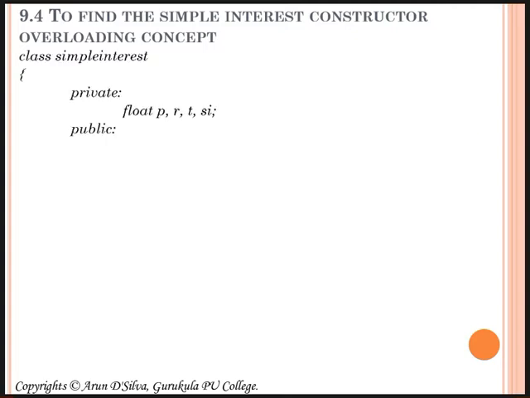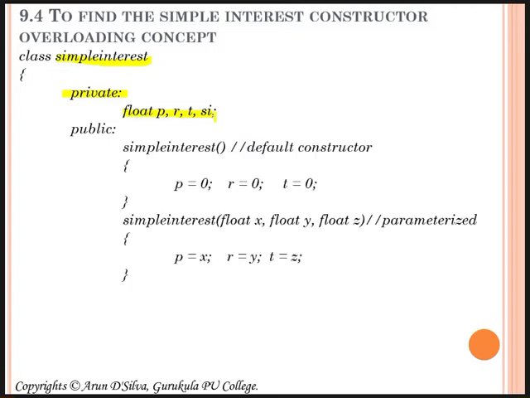Now I have created a class with simple interest, and in the private area I have used 4 variables: P, R, T, SI. P for principal amount, R for rate of interest, T for time, and SI for simple interest. In the public section I have created the first constructor, that is the default constructor. I have initialized P value as 0, R value as 0, T value as 0.